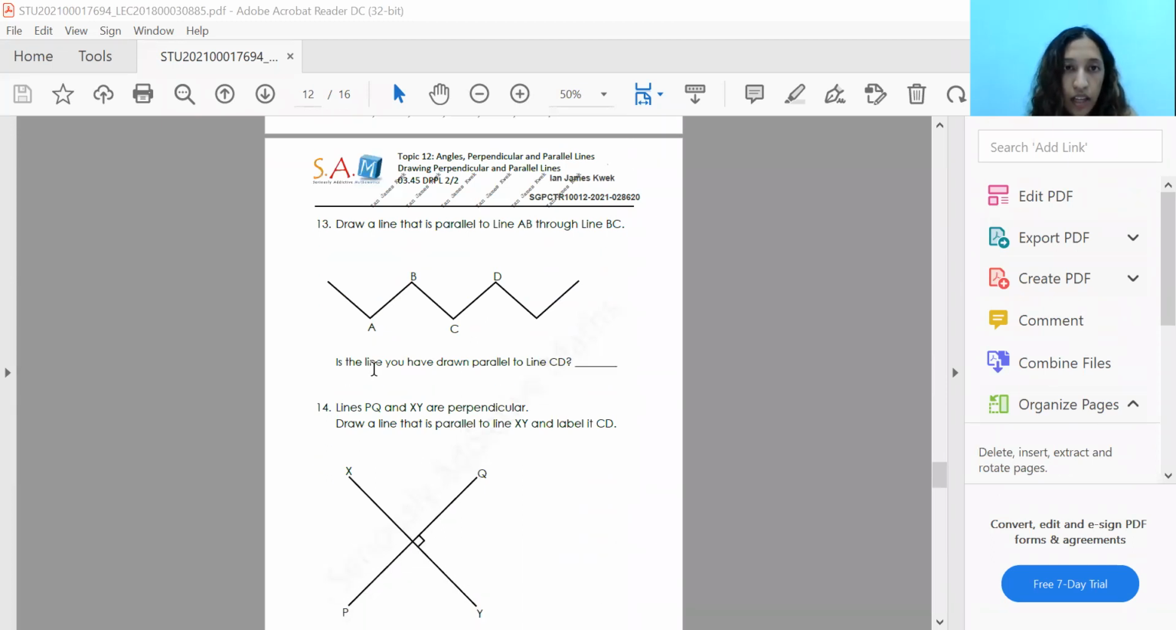Let's see this one. Okay, draw a line that is parallel to line AB through line BC. So basically through line BC, we draw our parallel lines. As you can see, there we go. This is parallel to AB and it's through line BC. So is the line you have drawn parallel to line CD? Yes, of course. See? They do not meet and they're of the same distance apart. So yes.